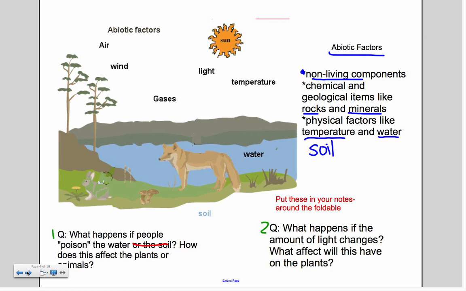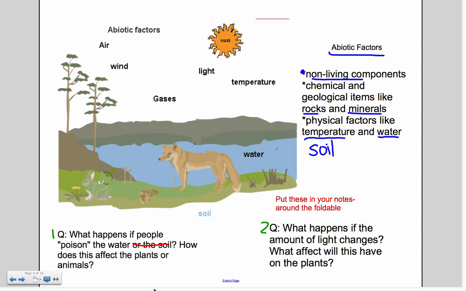You'll need to put these two questions on your foldable or around on your notes somewhere. So question 1 is, what would happen if people were to quote-unquote poison the water? How does this affect the plants and animals that live in this ecosystem? So your poison can be anything. It can be added in poison. It can be runoff from a power plant. It is your decision of how we are poisoning the water, but we do.